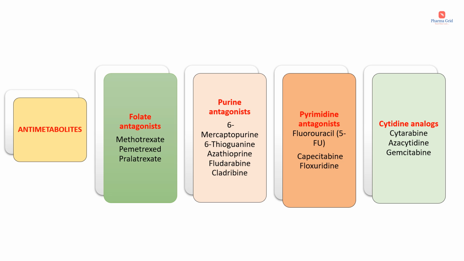Now we will discuss the classification of anti-cancer drugs one by one. The first one is antimetabolites. Under antimetabolites, the first category is folate antagonists. Examples include methotrexate, pemetrexed, pralatrexate. The second one is purine antagonists. Examples include 6-mercaptopurine, 6-thioguanine, azathioprine, fludarabine and cladribine. The third one is pyrimidine antagonists. Examples include fluorouracil, capecitabine, floxuridine. And the fourth antimetabolite category is cytidine analogs. Examples include cytarabine, azacitidine and gemcitabine.